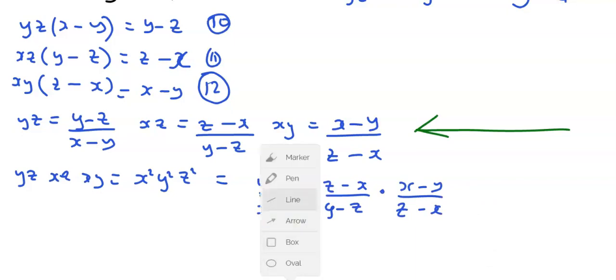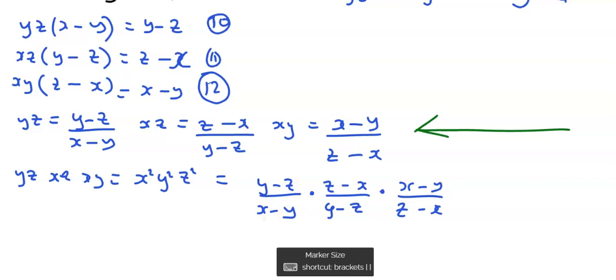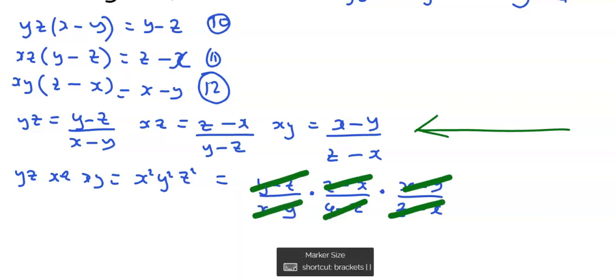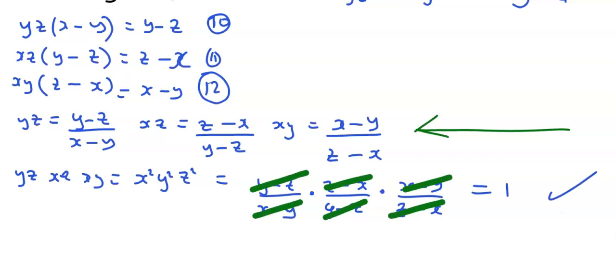But we can actually now see that we can do some cancelling. And if we look here, we've got x minus y, z minus x, z minus x, y minus z, y minus z, which shows that that expression is equal to 1 as required.